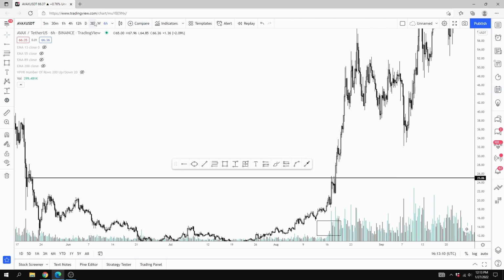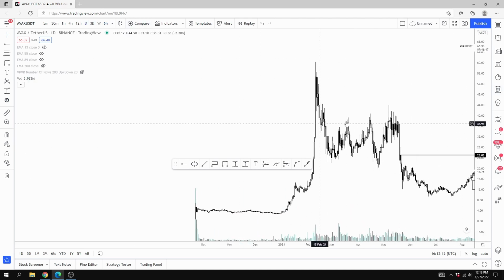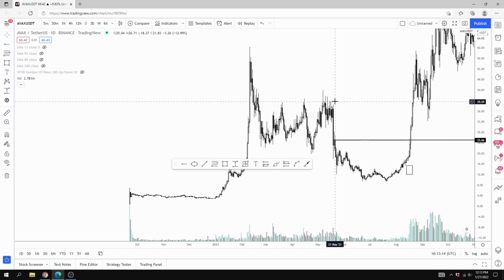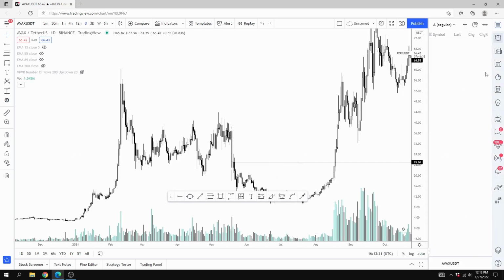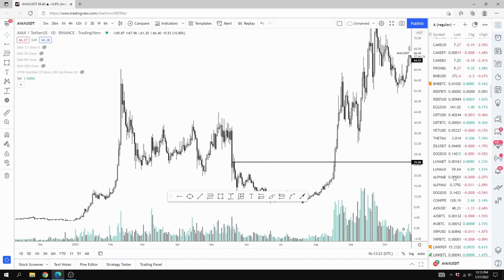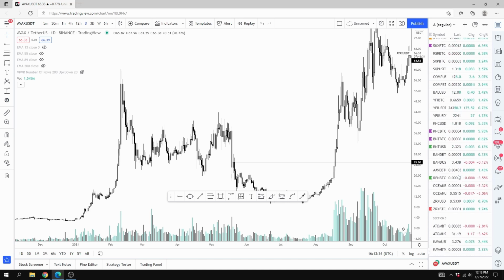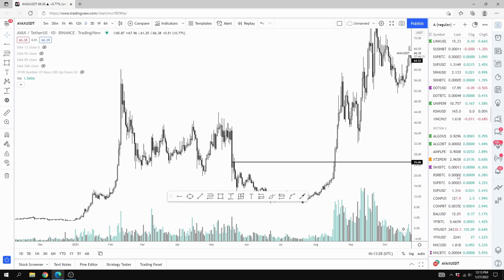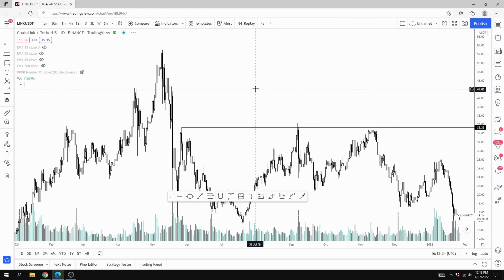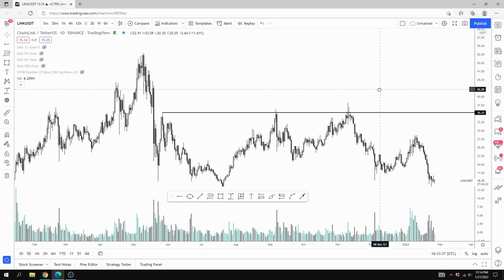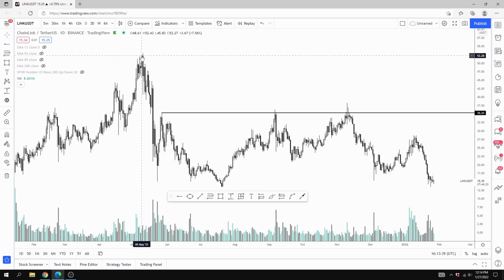Now, it's important to understand that it depends on the altcoin that you choose. Not all altcoins really resumed their old May highs. If you look at coins like ChainLink, ChainLink never got close to its highs. So let's briefly look at ChainLink. You'll notice ChainLink never got close to its highs. Its highs back in May went all the way up to $52.